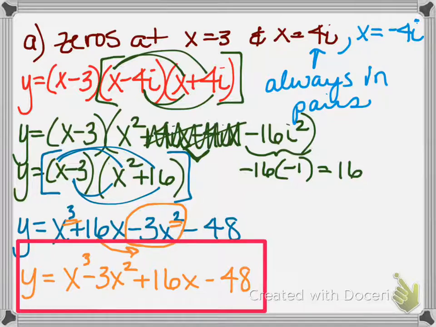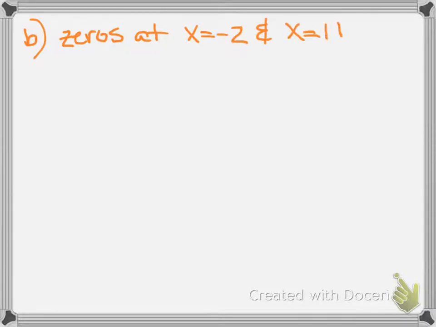So let's go through and look at B. B is the same steps, but we have zeros at x equals negative 2 and x equals 1 plus 3i. Now remember, this is a complex number with an imaginary part, so this comes in pairs. So we're also going to have x equals 1 minus 3i. So again, we have 3 zeros, not just 2. The other one is just hidden because it's the conjugate of the other complex number. Okay, you have to remember that.